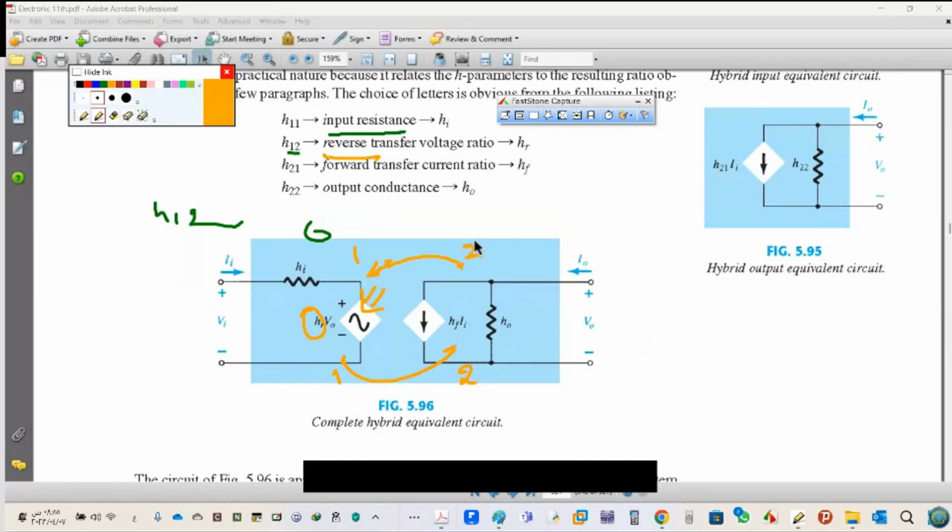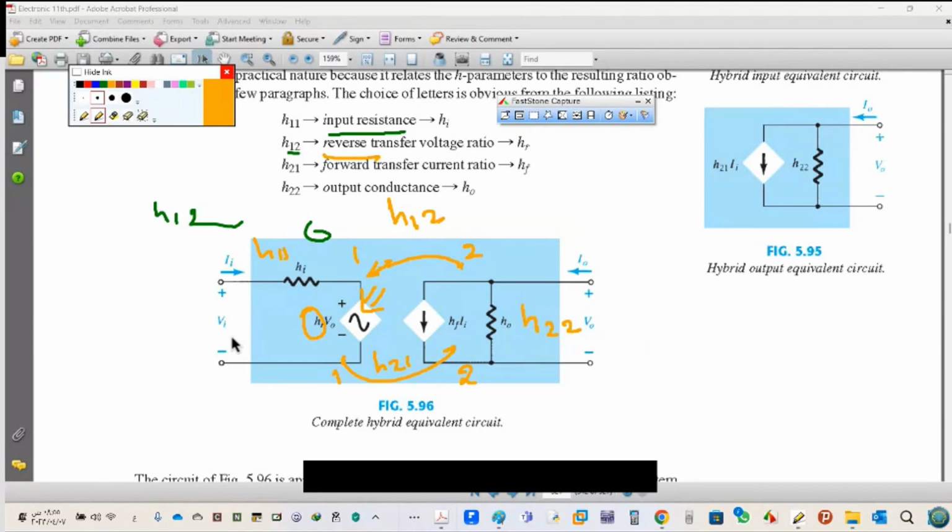H1, 2, H2, 1. And this is H2, 2, H1, 1. Here we can know, okay, the big confusion: how we can get H1, 2. It should be from 1 to 2. No, here the effect is from 2 to 1. H1, 2 is the effect from 2 to 1. H2, 1, that's the effect from 1 to 2.